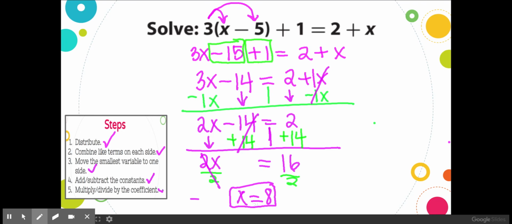Okay, so we completed step 5. I got my answer. If I wanted to check my answer, I can go ahead and plug this value into my original equation up here and see if I get a true statement. All right, so let's go ahead and clear that one.